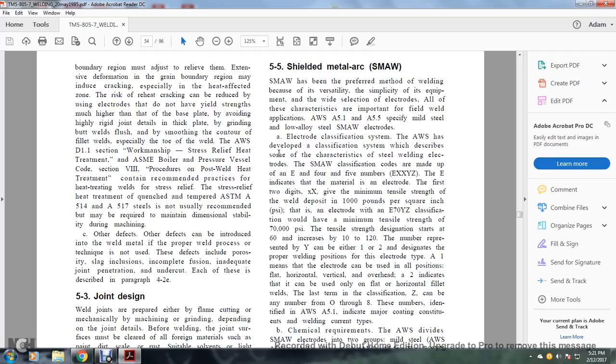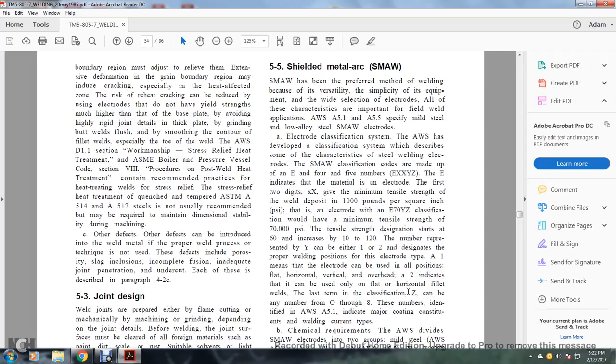For example, an electrode with E70XX classification would have a minimum tensile strength of 70,000 psi. Tensile strength designations start at 60 and increase by 10 up to 120. The third digit, Y, can be either 1 or 2, designating the proper welding position for the electrode. A 1 means the electrode can be used in all positions: flat, horizontal, vertical, and overhead. A 2 indicates it can be used in flat and horizontal fillet positions.